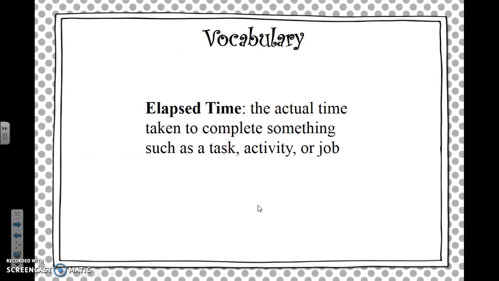We're going to go ahead and move into elapsed time. So that word elapsed, when I say that time has elapsed, that means the actual time taken to complete something, such as a task, activity, or job. So kind of like how much time has passed or how much time have we taken to do something. Take the time now to pause the video and write down this definition in your math notebook.